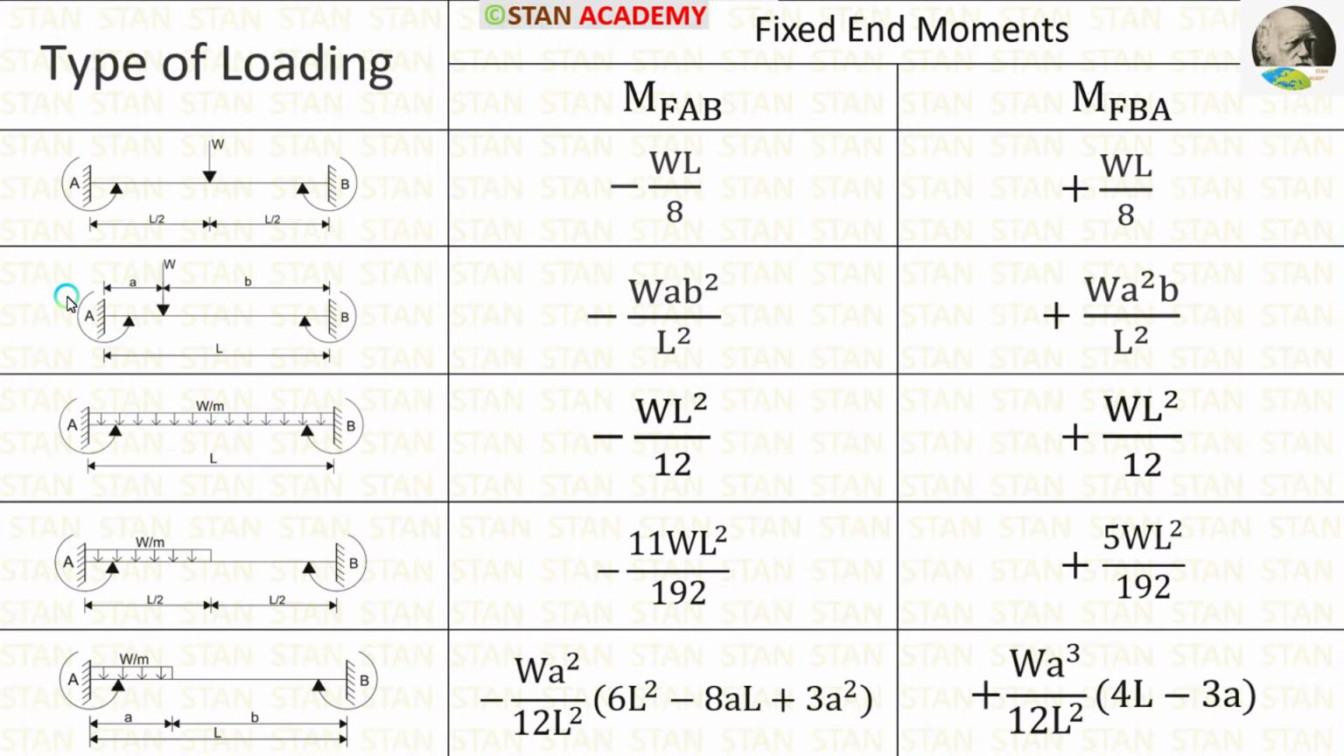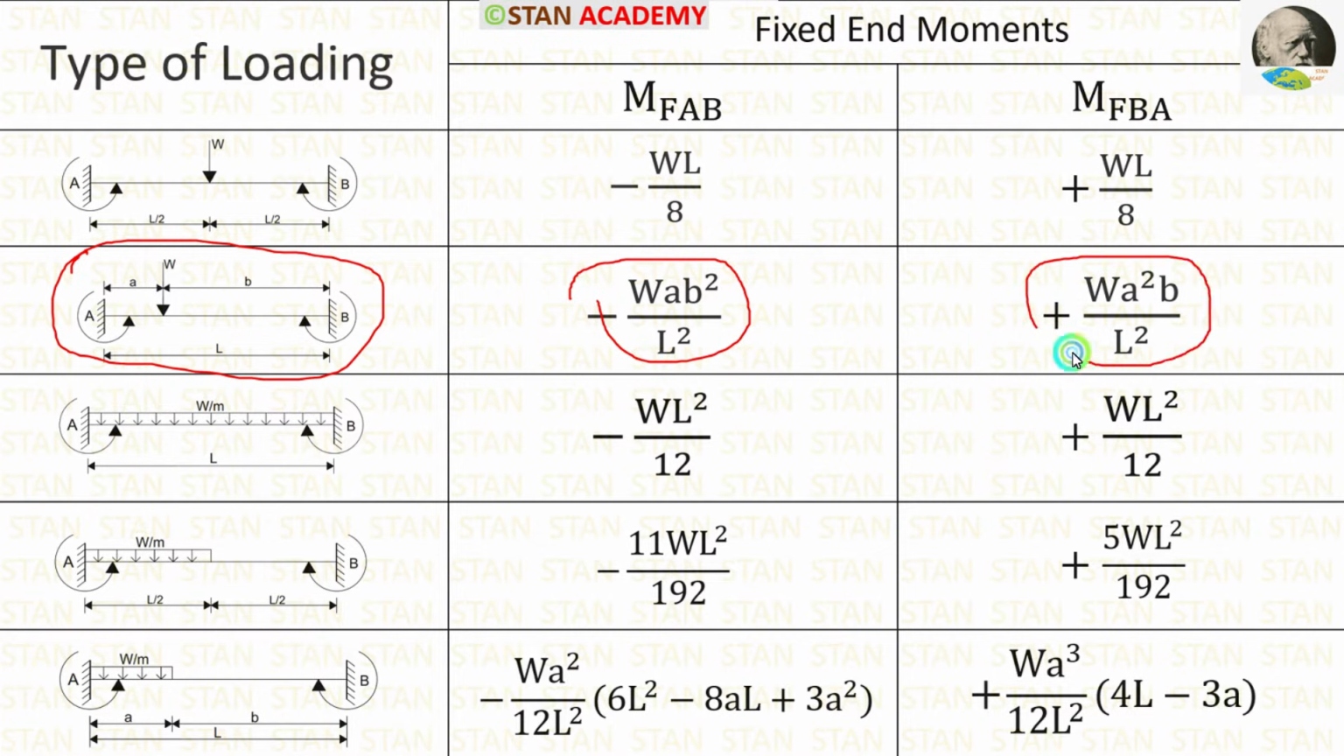In the span AB, there is a point load which is not acting at the center. So we have to select this condition. The fixed end moment formulas are minus W A B square upon L square and positive W A square B upon L square.